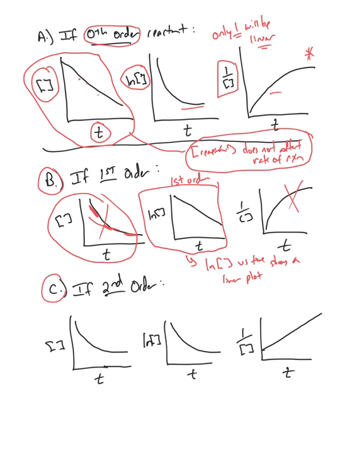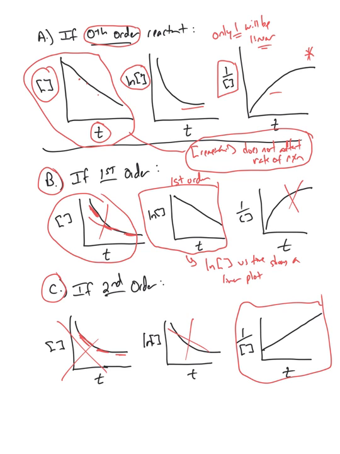Lastly, if it's 2nd order, in the concentration versus time graph, again, the slope is changing, which means concentration does affect the rate of the reaction. The natural log graph also is curved, and therefore the inverse concentration is the equation that's linear.